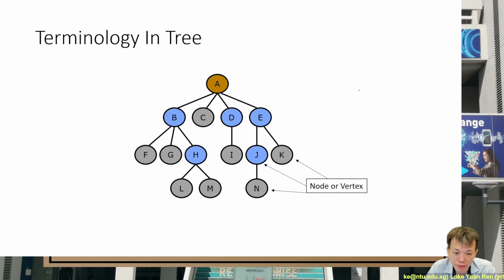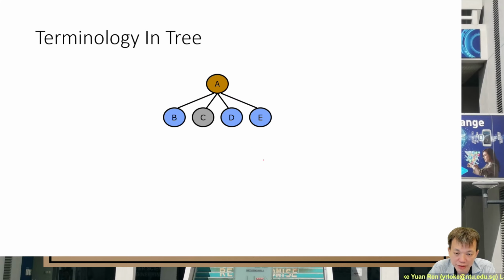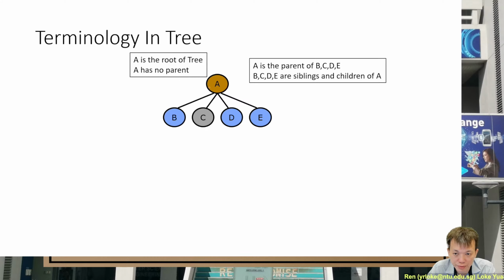So, some terminology you need to know. You will find that different books and different problems name these differently. Some call them nodes, some call them vertices, some call them children, as I used just now, and sometimes they also call a leaf. All of these are the edges. If you have a tree, this is the root of the tree. If vertex A is the root of a tree, it means A has no parent. A is the parent of B, C, D, E in this example. So B, C, D, E are siblings, or children of A.